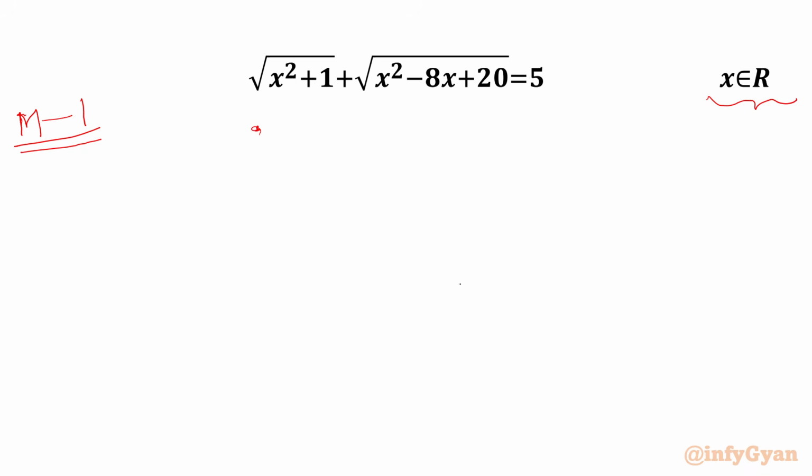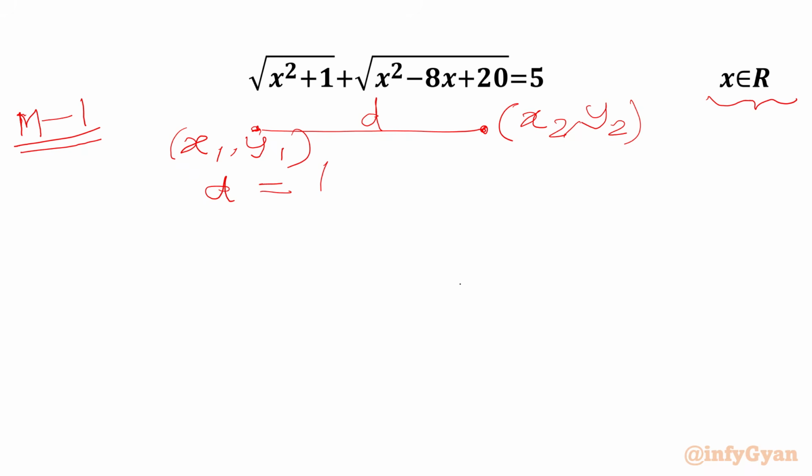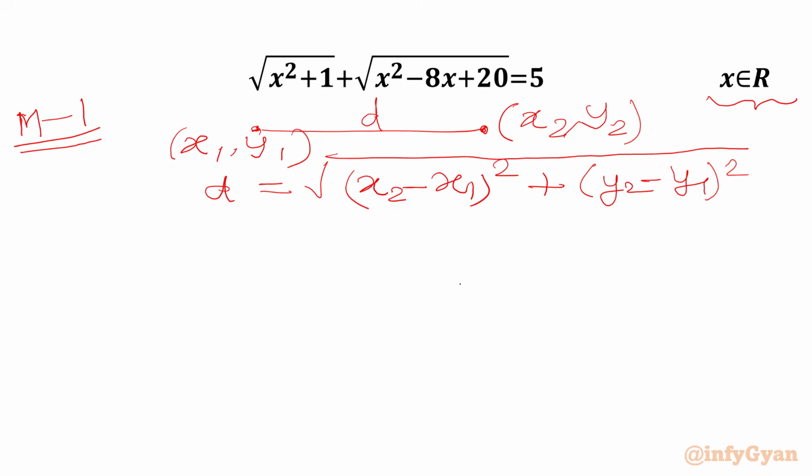So if we have two coordinates, suppose coordinates are x1, y1 and x2, y2. Then we know the distance d will be equal to square root of x2 minus x1 whole square plus y2 minus y1 whole square. Now we have two square roots over here.